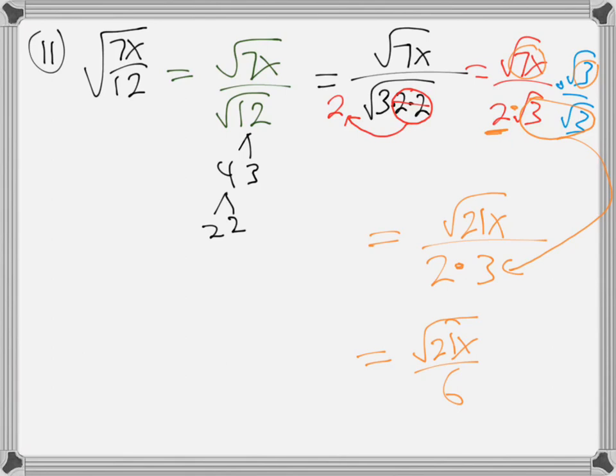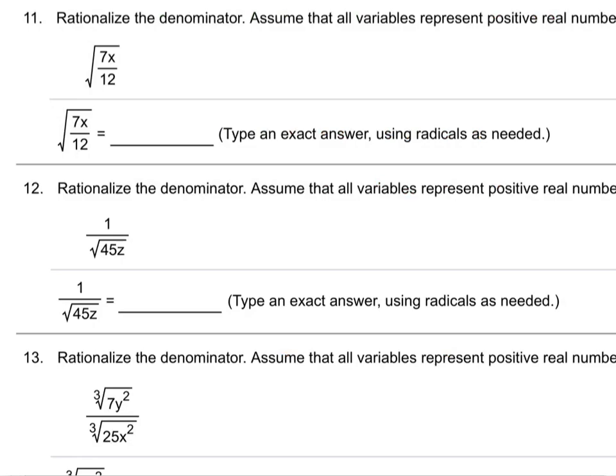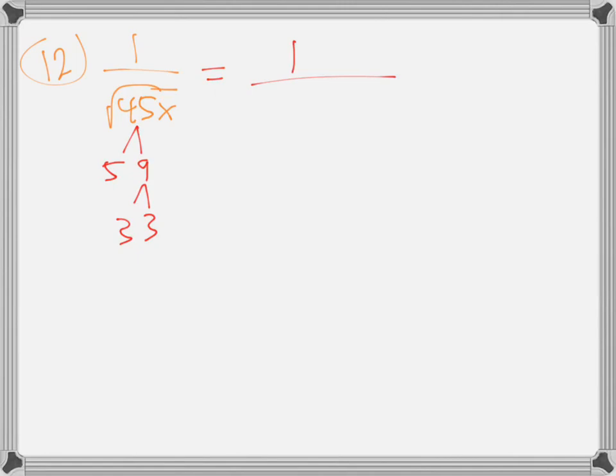Just the root. Okay. Number 12, 1 over root 45. I'll just make that an x. 12. Okay, 1 over root 45x. Want to try that one? All right, so break down that 45. What's already in there? 5 times 9, 3 times 3. All right, so it might be helpful to rewrite it, so I'll do that.